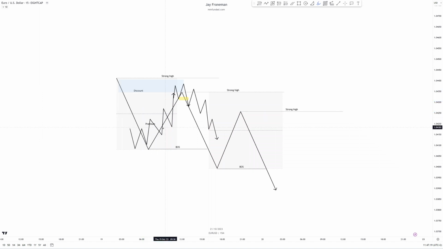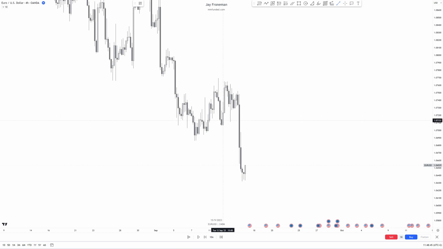And if you want to look for longs in a bear market, you ideally want to look for longs in the premium areas of pricing to ride price into discounted areas of pricing. Okay, so let's go through a live example.